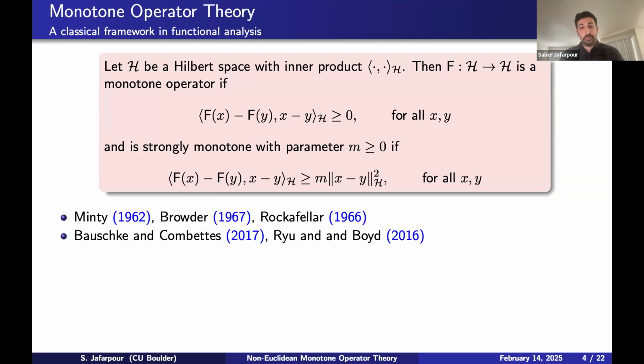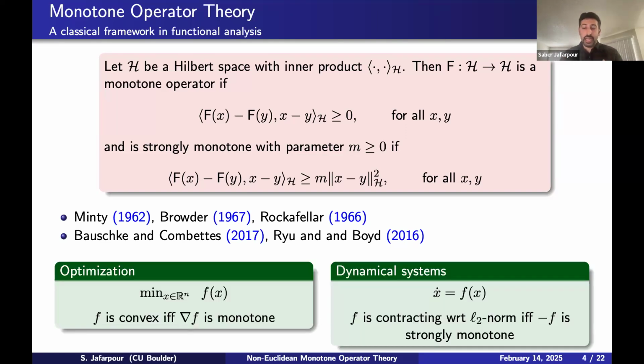The study of monotone operators dates back to 1960, when Minty and Browder studied these operators for PDEs and ordinary differential equations. Rockafellar extended these notions to optimization, and more recently, Combettes and Bauschke, and Boyd and Ryu also studied these types of operators for optimization algorithms. Monotone operators appear in many applications. One prevalent example is in optimization, when you want to minimize a function over some domain, and you can show that convexity of that function is equivalent to monotonicity of its gradient.